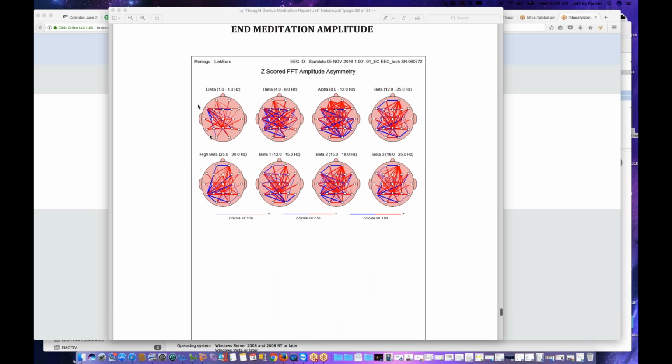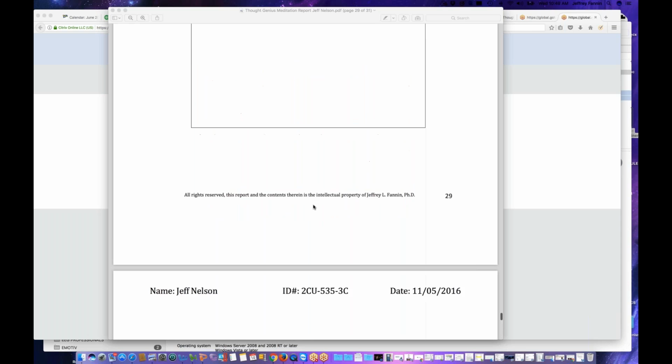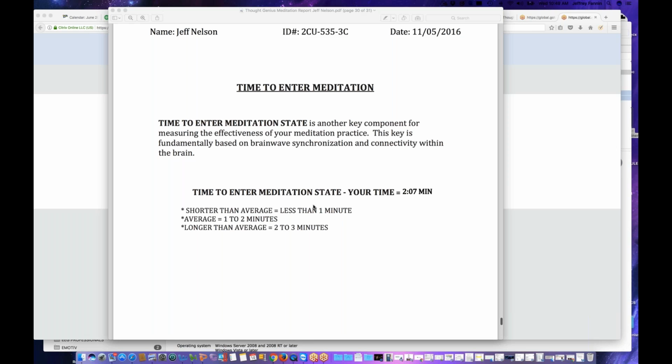Okay. So we get to the end of meditation, we're still seeing the same markers, the same consistency. So you live in a very tapped in, tuned in kind of situation in your daily life. Let's go down here.